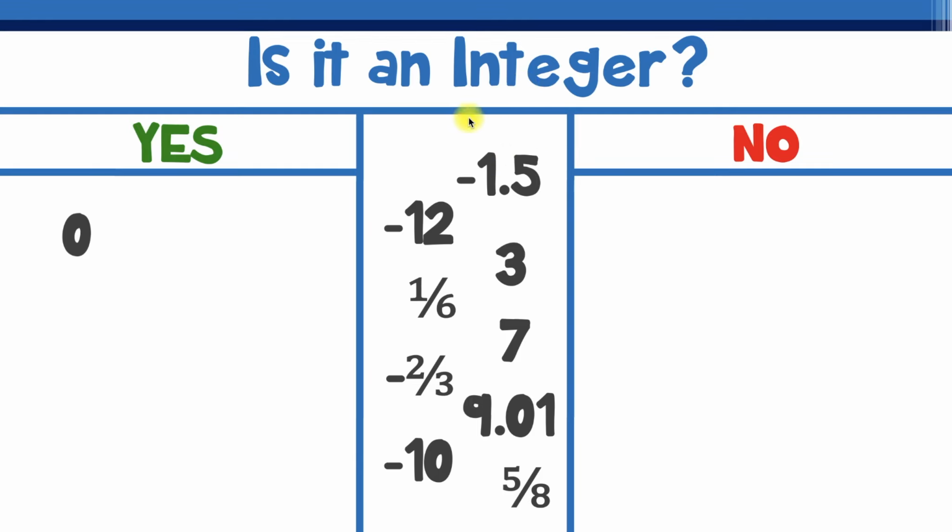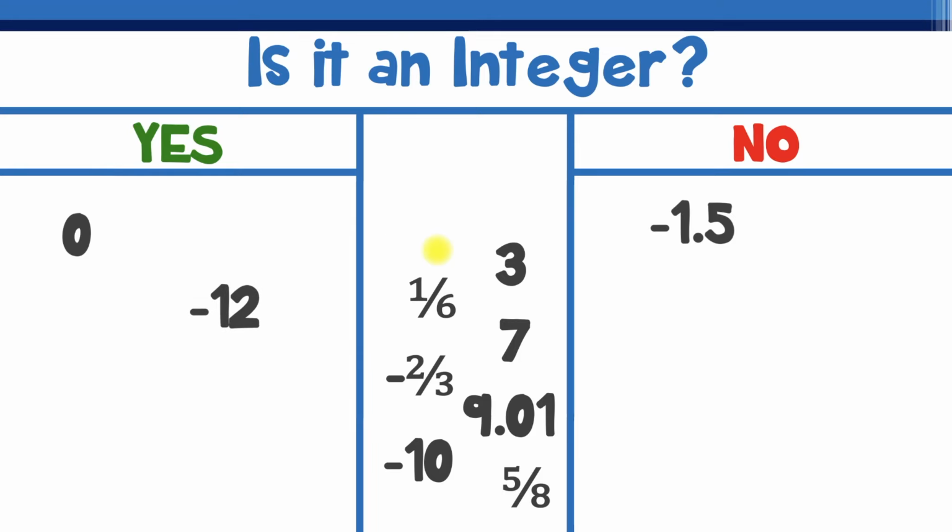Next, we've got negative 1 and 5/10. Well, nope, that is not an integer because it's a decimal. Remember, integers must be positive numbers that are whole or negative numbers that are whole. Next, we've got negative 12. So is that an integer or not? The answer is yes, it is, because it's a negative number that is whole.